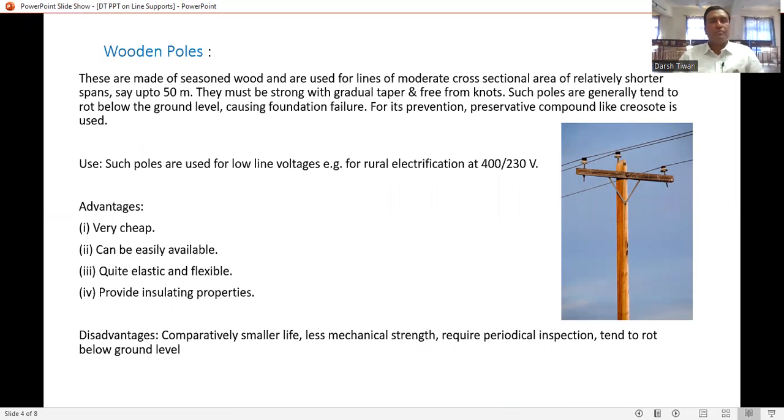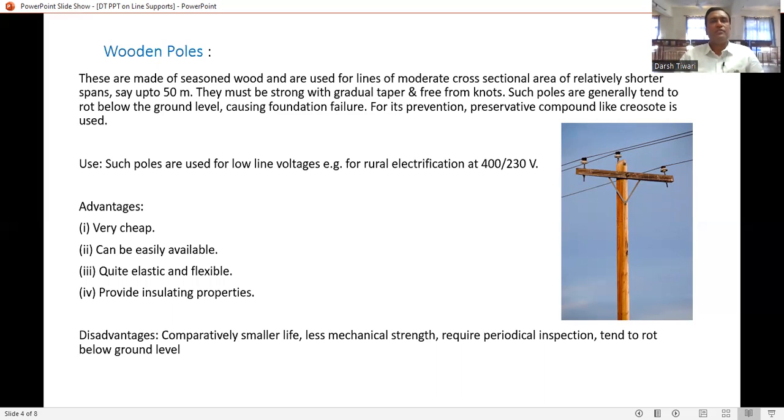Wooden poles are made of seasoned wood and are used for lines of moderate cross-sectional area and relatively shorter span, say about 50 meters. That means their span is a little shorter, about 50 meters. They must be strong with gradual taper and free from knots. These are constructional requirements. There should be no knots there.